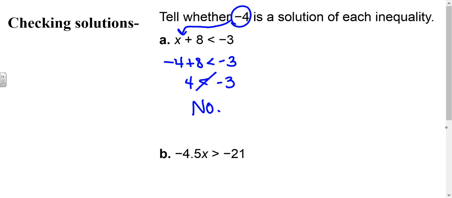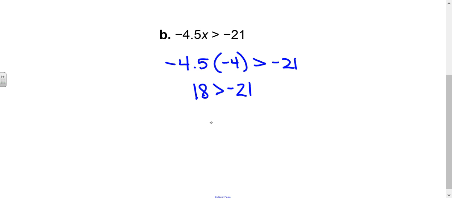All right, let's try some more. So we have negative 4.5x, and we want to see if negative 4 is a solution. So we're plugging in negative 4 into the problem. We have negative 4.5 times negative 4. Well, we know that a negative times a negative is a positive. And if we do 4.5 times 4, we would get 18. So 18 is greater than negative 21. And that is true. So the answer is yes. Negative 4 is a solution.